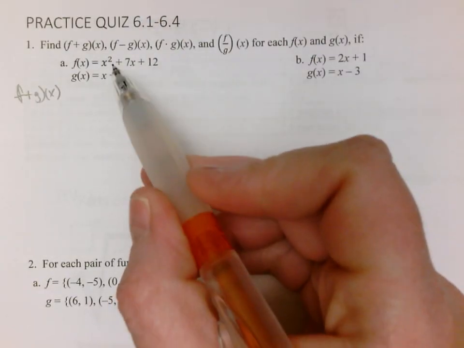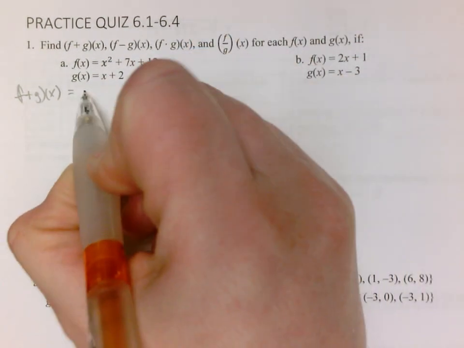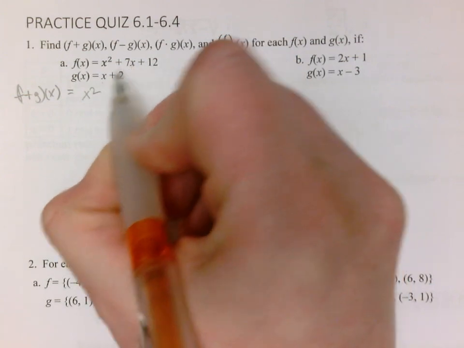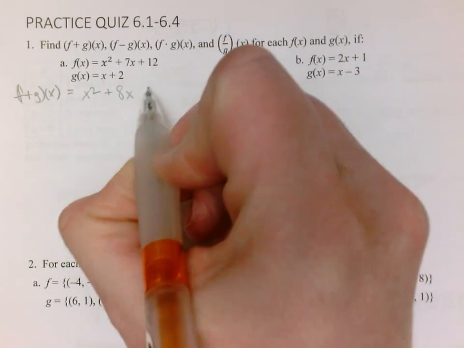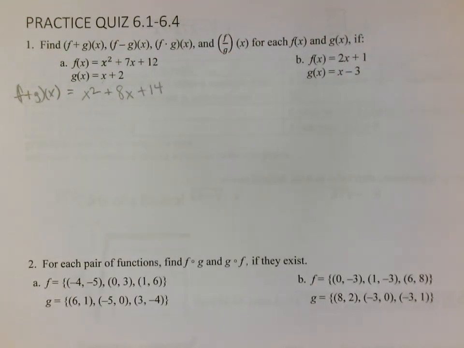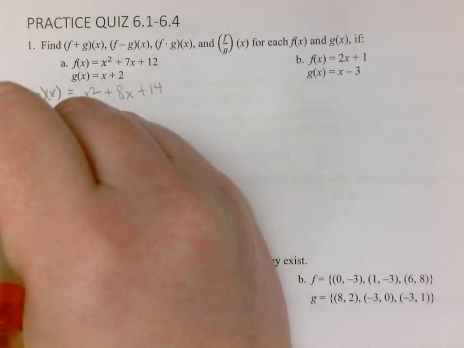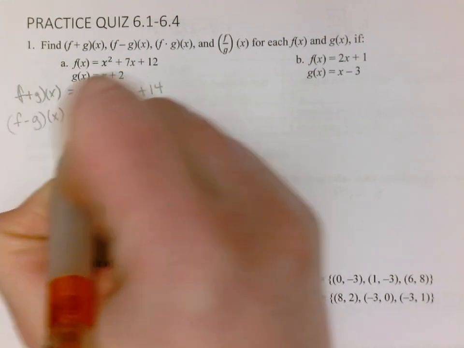So taking these and adding these together, x squared plus x, so x squared, 7x plus x is 8x, 12 plus 2 is 14. I am shorthanding this. I would like you to see your work of you writing it out. You have to write it out for multiplication. You also should write it out for subtraction in case you mess up.